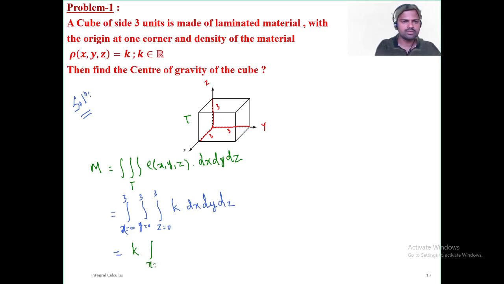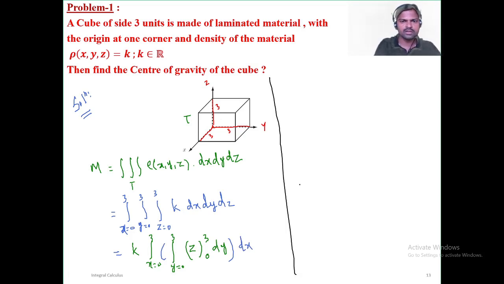So x is 0 to 3 and y is 0 to 3. First we have written z, so with respect to z you evaluate first, therefore integration dz is z, and z limits are 0 to 3. After that with respect to y, and after that with respect to x.